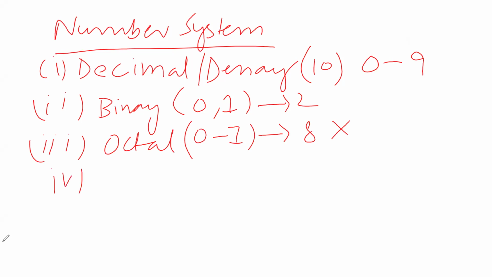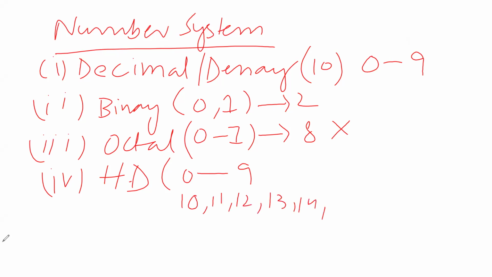And the fourth one, we will do hexadecimal. It has two types of range: 0 to 9, which are similar to decimal, and then 10, 11, 12, 13, 14, 15. So these are two ranges. But we do not write these numbers in hexadecimal.